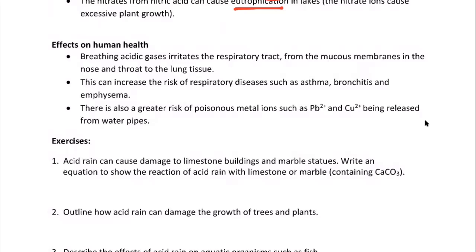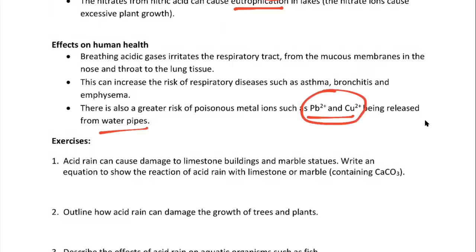There's also a greater risk of some of these metal ions that are poisonous, like lead and copper, being released from water pipes, because if the water has a lower pH and is more acidic, it could potentially corrode the pipes in our plumbing systems. And if they corrode, that could be releasing some of these lead and copper ions.